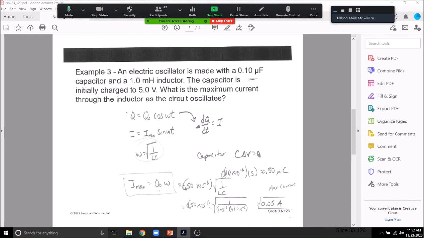But in this problem, this voltage can be used in either of the equations. Since we're starting off with charging the capacitor, it's best to use it for the capacitor, figure out the charge, and then go from there. This is a simple problem, just going over the mathematics behind this stuff.